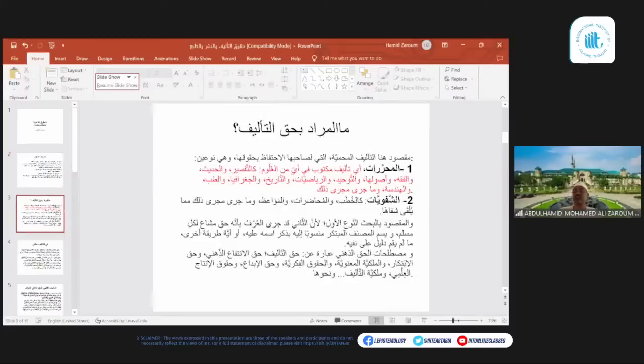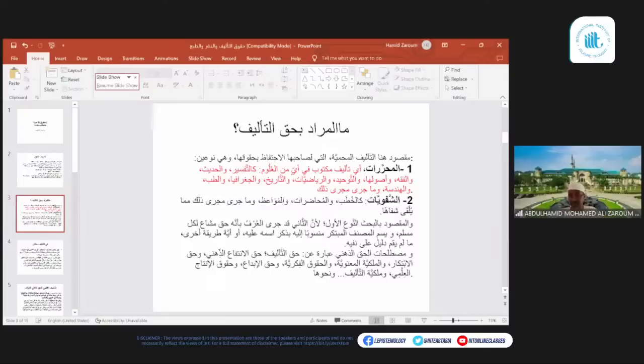Now, what is haq al-ta'lif? When talking about property rights, intellectual rights, we are talking about two types. Al-muharrarat, the written knowledge, books, magazines, templates, isn't it? This is al-muharrar, already written. The people know that this is your book, your article, you publish in a magazine. This magazine has published your article, so it is yours. It should be yours, property right.